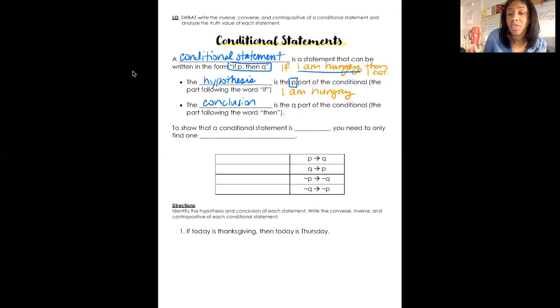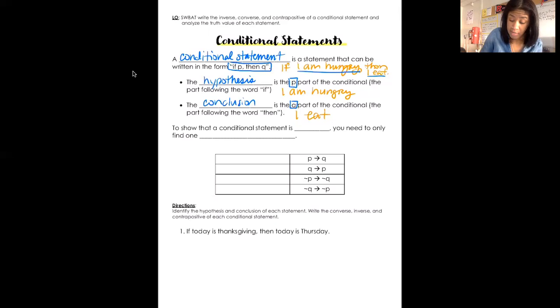Next, the conclusion is the Q part of the conditional. The part following the word then. So then I eat. So here the conclusion would be I eat. But you eat only if you're hungry, so that's why it's a conditional. It's conditional on the hypothesis, okay?